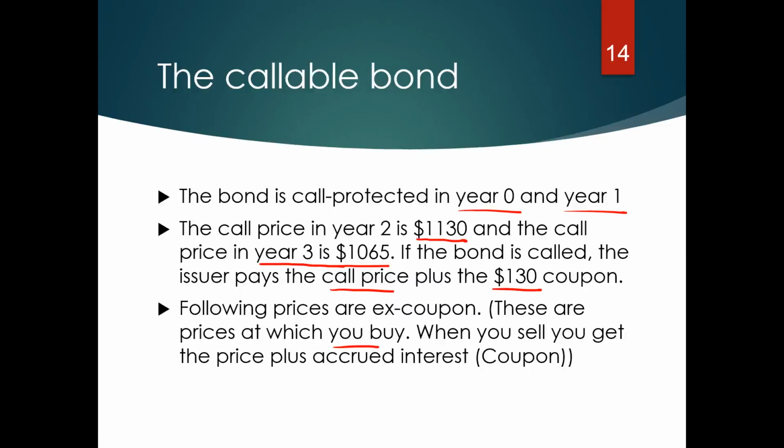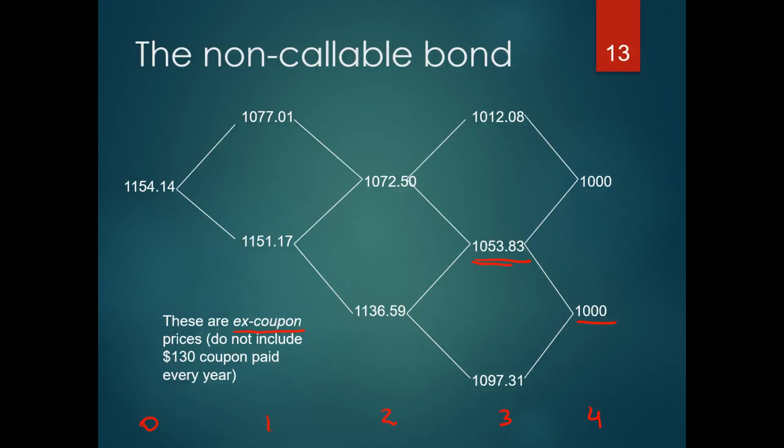So in year 3, the bond can be called at a price of 1065. So we go and check what happens in year 3. The prices are 1012, 1053, and 1097. The price of 1065 means that you, as the issuer, can give 1065 to the buyer of the bond, and he has to give you back the bond. So you would call the bond when the price exceeds your callable price of 1065.